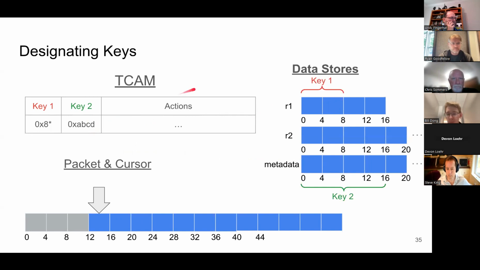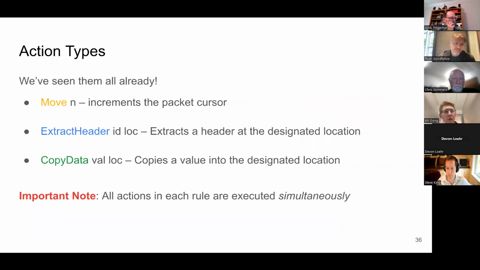All right. So that's really the main features of the model. The last thing I just want to briefly talk about are the actions that you're allowed to do inside of TCAM rules. We've got a very minimal set of basic actions that we've actually seen all of them before. The 3 actions you can do are moving the cursor forward by n bits, extracting a header with a particular name from a particular location within the packet, and copying a value into a location. And as mentioned before, all of the actions in a given rule are executed at the same time. So if they have side effects, those side effects are not visible until the next stage.